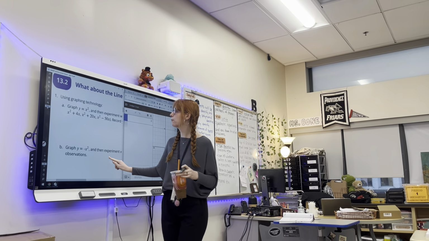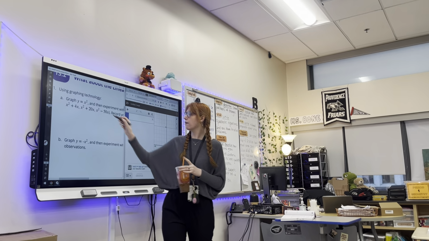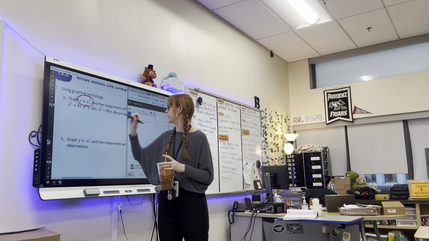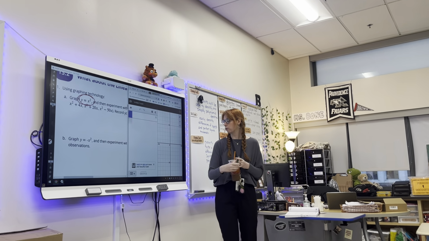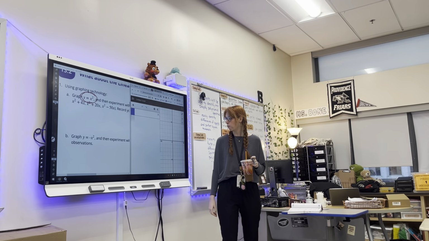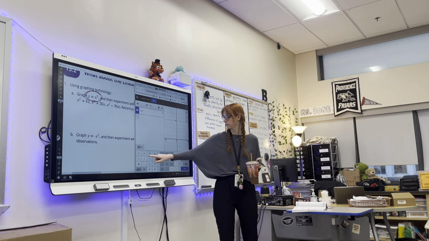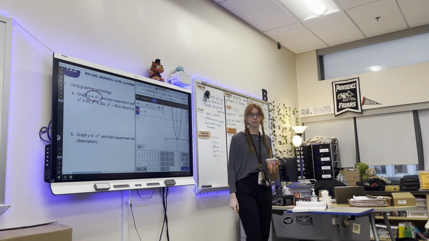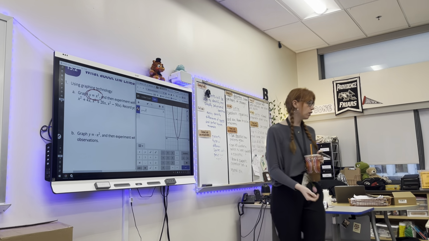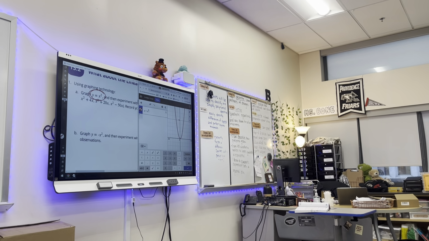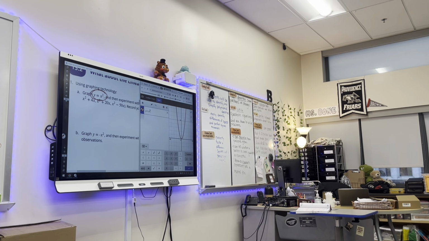The first thing number 1 wants us to do is graph y equals x squared. So in Desmos, we're all going to put in y equals x squared. To do the little 2, you got to open up your keyboard, and you can hit that little A2 button.